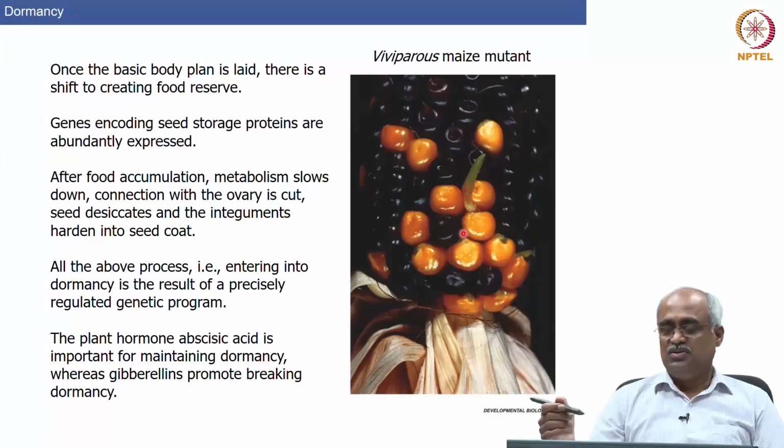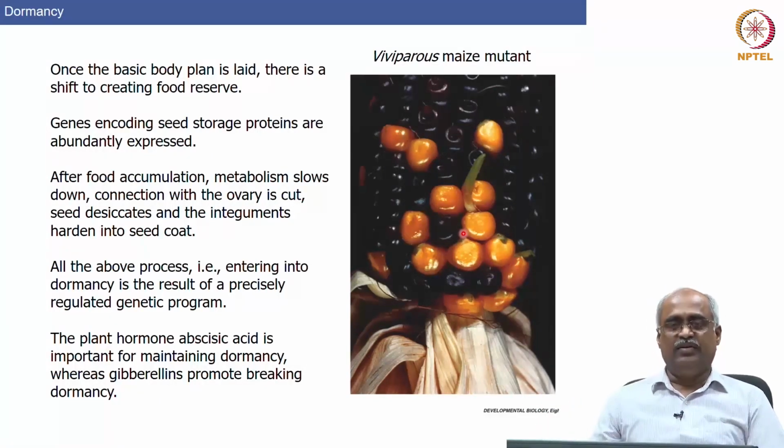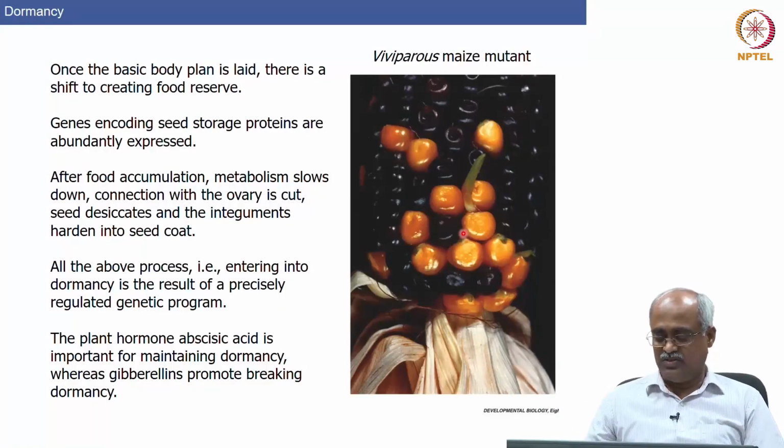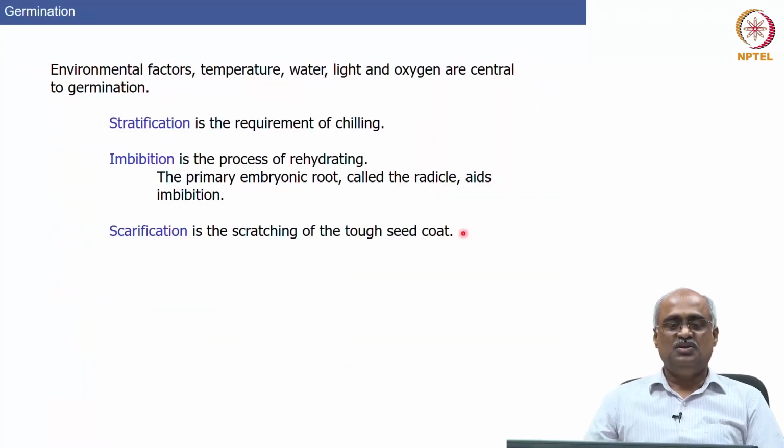Okay. So next we'll look at, once dormancy is induced, when do they actually come out of dormancy and then continue the development? That process we call germination. And germination, as you can imagine, should happen at the right time in the right environment.